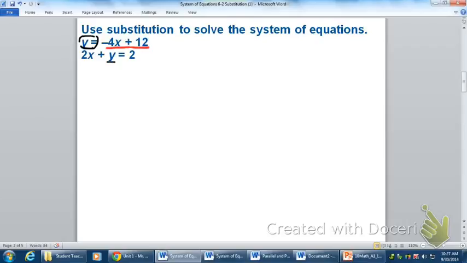Oh, you did? So we can roll through this? I didn't do this last year. All you have to do is write 2x, and then you're going to substitute this negative 4x plus 12 in for y. Okay?